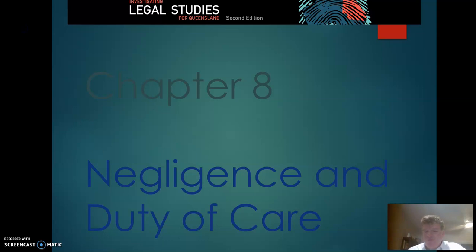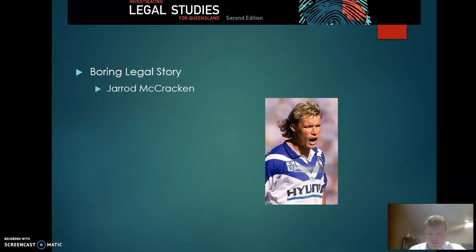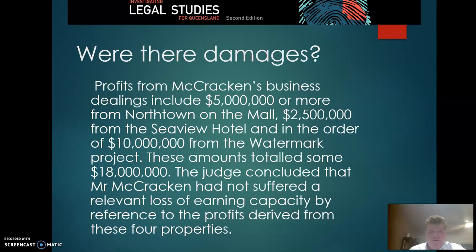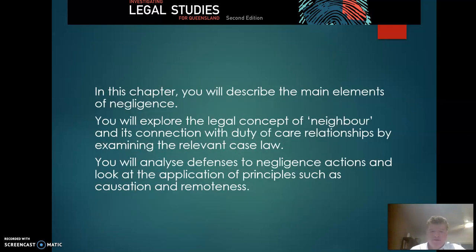Just to give you a basic background of what we're talking through. It's only a short chapter, so hopefully we are doing a nice job of getting on top of things. First, we looked at a case around Jared McCracken, which I've just flicked through, and these are the notes that you will have access to as well.